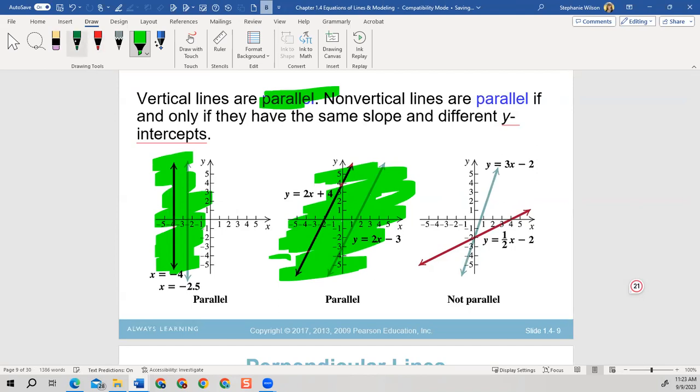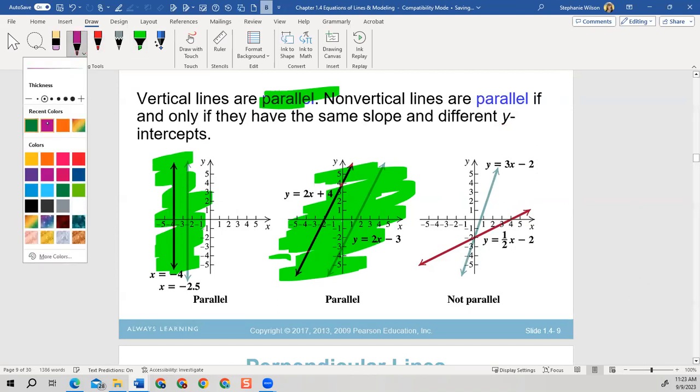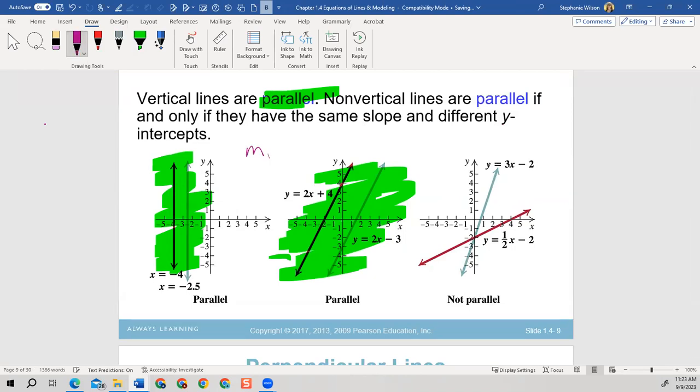They have their slopes, and I'm going to call this line 1 and line 2. Their slopes are equal. They will have the same slopes. If they're not parallel, then they're not going to have the same slopes. Slope 1 will not equal slope 2. And if you notice, these lines do not have a 90-degree angle between them. So these are just going to be called non-parallel. The slopes are not equal.